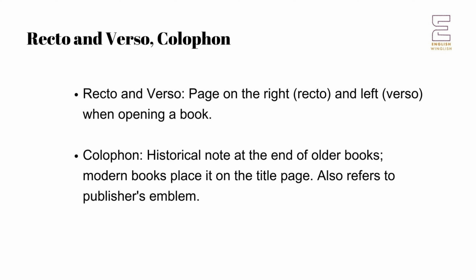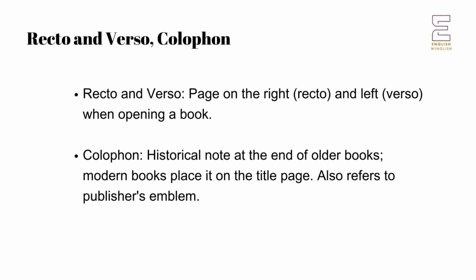Recto and verso. Colophon. When you open a book, the page on the right is called a recto and the page on the left is called a verso. In older books, the colophon was a note at the end of the book providing details such as the title, author, printer, and date of publication. In modern books, the colophon is typically located at the front, usually on the title page.